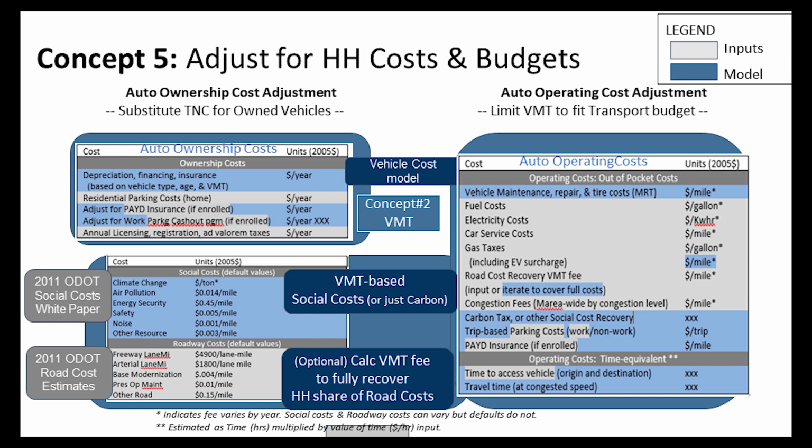And the other thing is the roadway costs. You can figure out how to recover your roads. So here's some assumptions on those roadway costs that we've been using in Oregon. And it will calculate that VMT fee to fully cover the household share of those road costs.